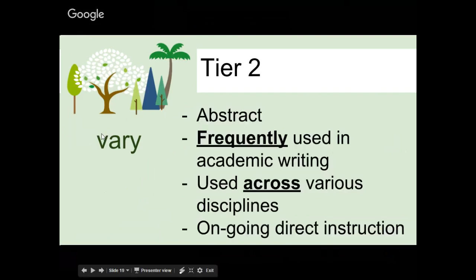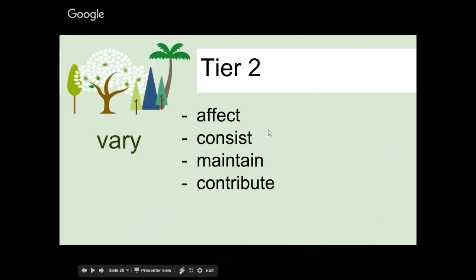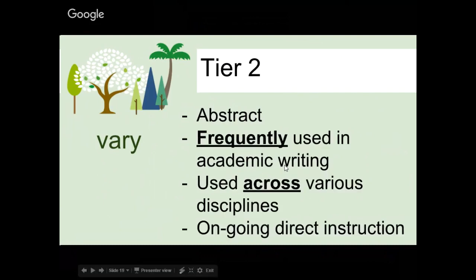Tier 2 words are the words that we really want to focus on, such as the word vary, because they are abstract, yes, just like tier 3 words, but they occur frequently in academic writing. So the word vary can occur in many different contexts. And it's used across all disciplines, from art, science, history, design, you name it, they've used the word vary. And it's ongoing direct instruction. Other tier 2 words are affect, consist, maintain, and contribute. These again are characteristics of tier 2 words because of these.